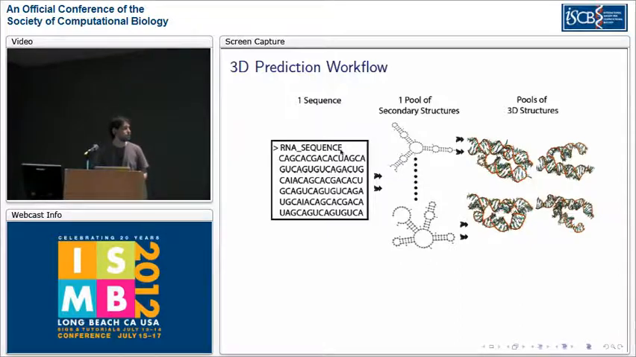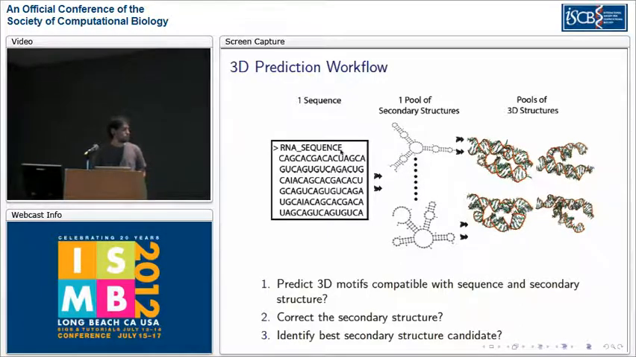So the idea is, could we use 3D motifs which are compatible with the initial sequence to enhance the secondary structure? Can we maybe use them to correct the secondary structures? As I said, around 70% of base pairs are well predicted, so at least 30% of base pairs are false positives, and they really hinder the reconstruction of the final 3D structure. And finally, can we identify the best secondary structure in this set?